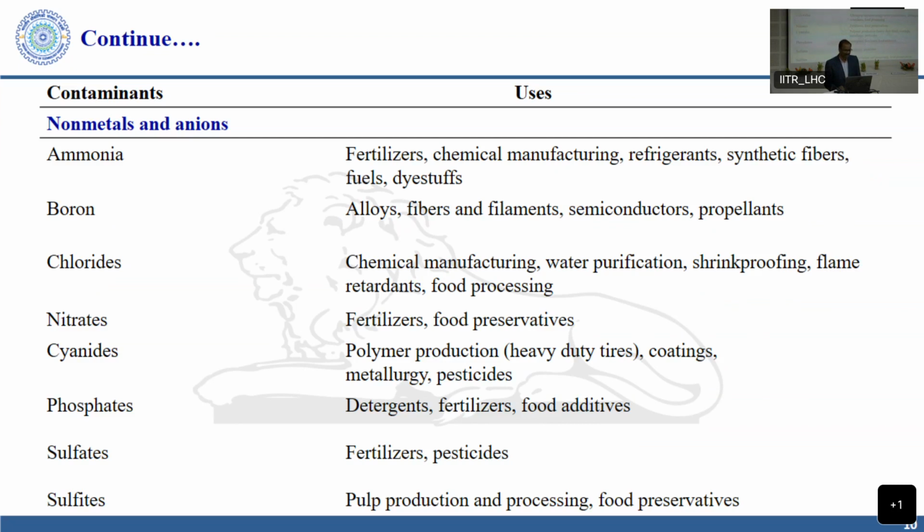preservatives. Cyanide is used in polymer production, heavy duty tires, coatings, metallurgy, and pesticide. Phosphates are used in detergents, fertilizers, and food additives. Sulfates are used in fertilizer and pesticides, and sulfides in pulp production or processing and food preservatives. You can see that all of these I am telling you about are used in daily life worldwide. And once used, they dissolve in the water, again polluting your water and going into the subsurface environment.